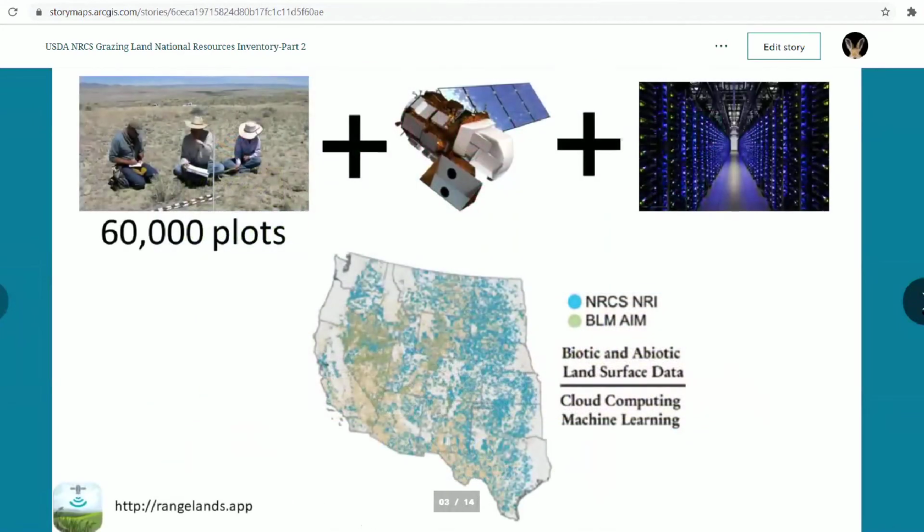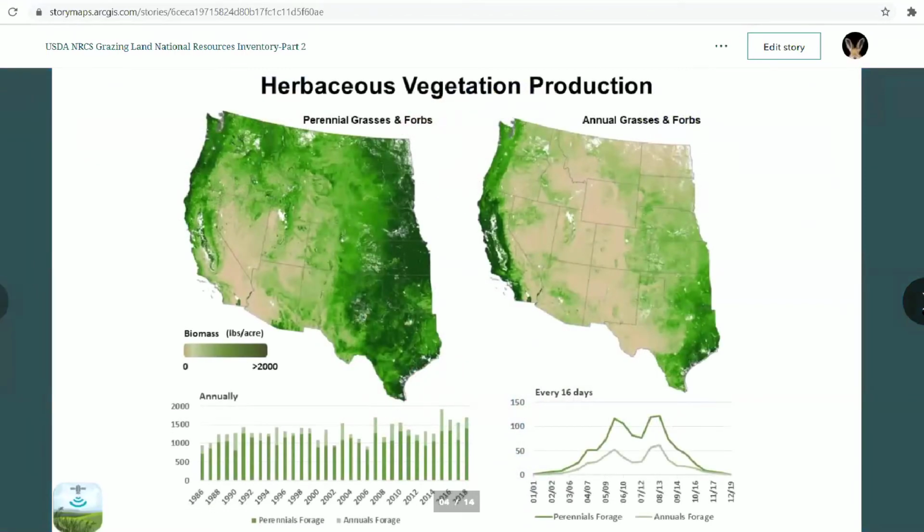So the mapping technologies used with the Rangeland Analysis Platform allow people to view trends in rangelands through space and time and scale, which is one of the great things about this effort.